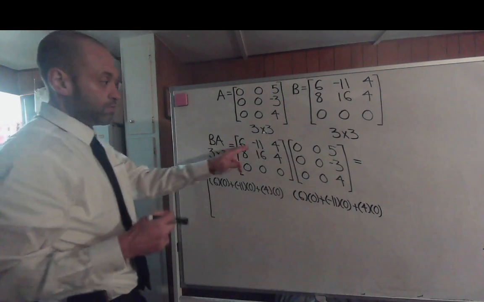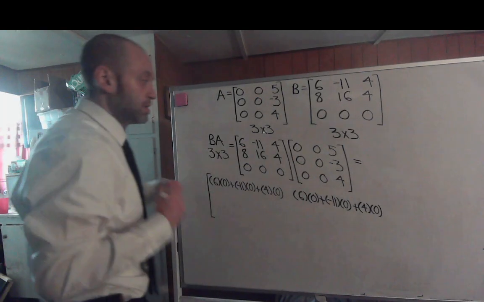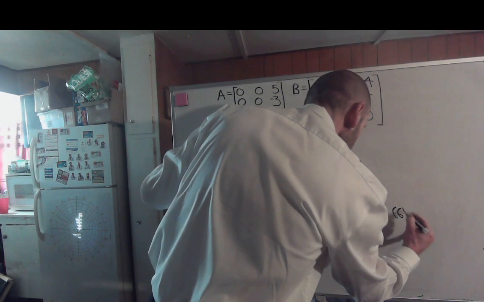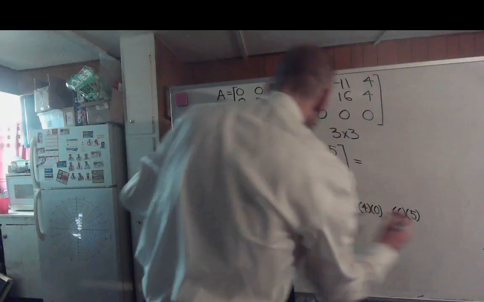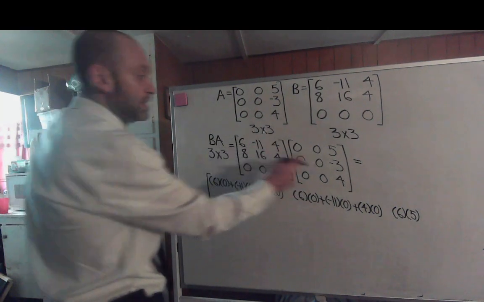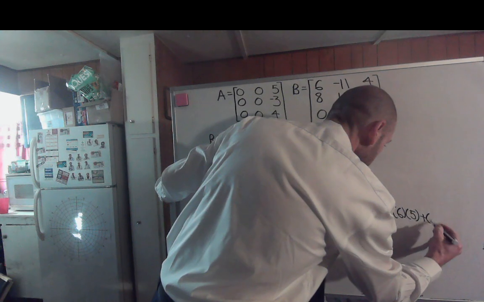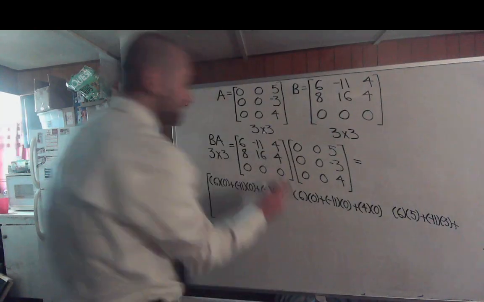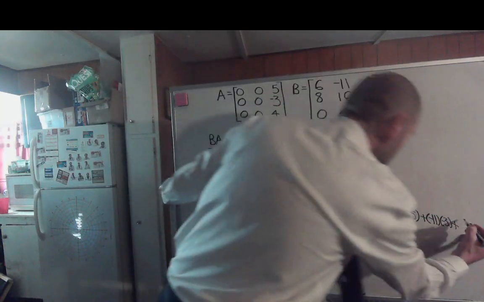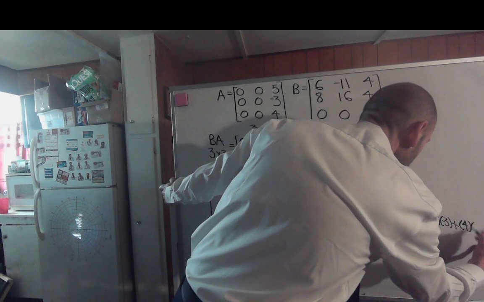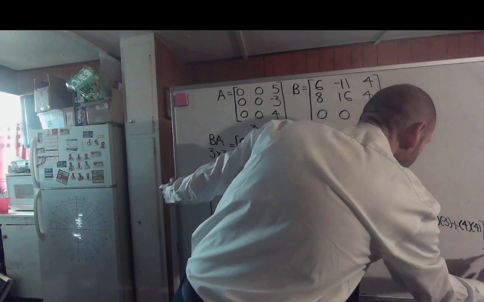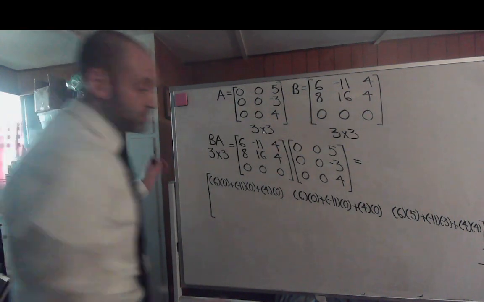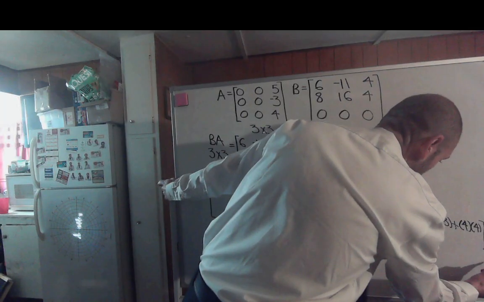So take your whole first row times your third column. So you'll have 6 times 5 plus negative 11 times negative 3 plus 4 times 4. Now we've got our entire first row. Let's do the entire second row.